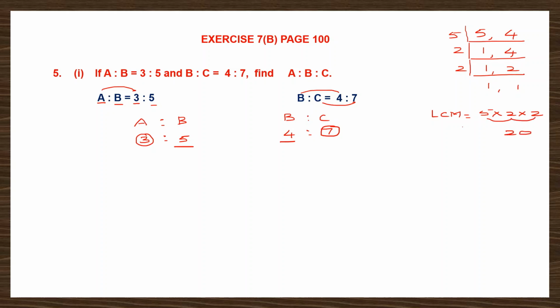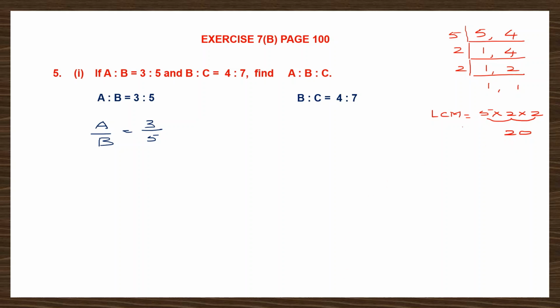So now what are we going to do? Let's write A is to B as A by B and it's given as 3 by 5. Now B is the one that we are looking at, isn't it? So we found the LCM of the two values for B. One is 5 and one is 4. So we found the LCM of B to be 20. So we're going to use that 20 only for B here.